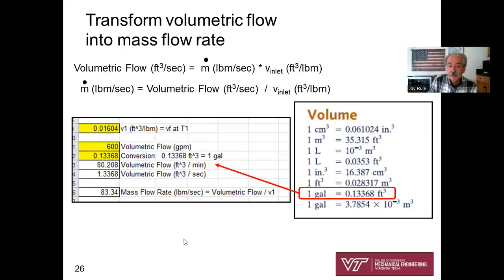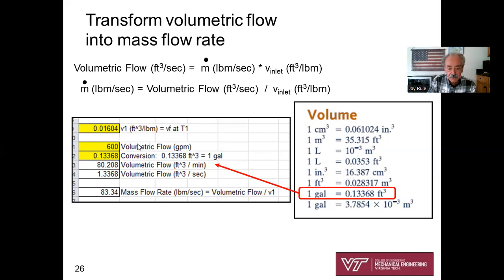Okay, so let's transform volumetric flow rate into mass flow rate. Let's see. Volumetric flow is equal to m dot times little v inlet. Pounds per second times cubic feet per pound mass is going to be cubic feet per second. Okay, and so m dot in pounds per second is going to be volumetric flow in cubic feet per second, divided by v inlet, cubic feet per pound mass. All right, so we've got some conversion. We need cubic feet per second, and we've got gallons per minute. So let's write down our conversions.